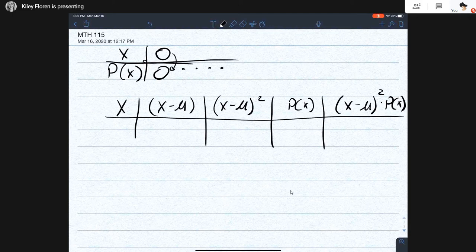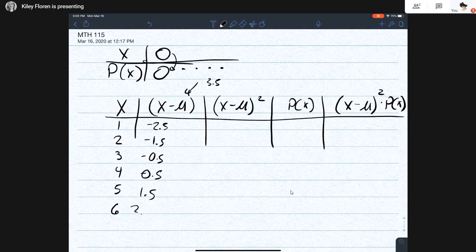Now think about if we're filling out this table with our different values. We're going to start with the different values x. These are going to be the different x values that are listed. Then we have x minus the mean. So remember the mean in this case is 3.5. So we're going to subtract the mean from each one: minus 2.5, minus 1.5, minus 0.5, positive 0.5, 1.5, and 2.5.